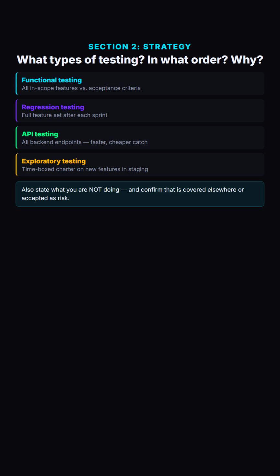We will perform regression testing across the full feature set at the end of each sprint to ensure that new changes have not broken existing behavior. We will perform API-level testing on all new backend endpoints using PyTest and the requests library, running before the UI tests as a faster, lower-cost verification layer. And we will run exploratory testing sessions on each new feature within 48 hours of it landing in the staging environment, with a timebox charter approach focused on edge cases and user flows not covered by the formal test cases.